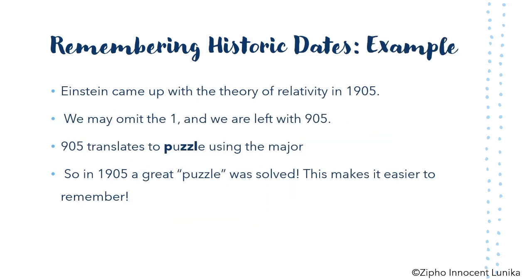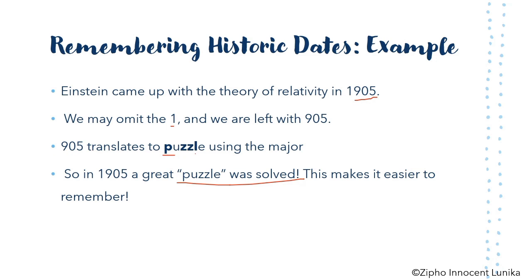So now let's take a look at a few practical examples. So for example, in 1905, Albert Einstein came up with the theory of relativity. Again, we may omit the 1 from 1905, and we are left with the number 905. Now, 905 translates into the major system equivalent of puzzle, right? So puzzled. So you can use the phrase, in 1905, a great puzzle was solved, because Einstein came up with this theory of relativity, which describes certain aspects of our universe, right? This makes it much easier to remember, certainly.